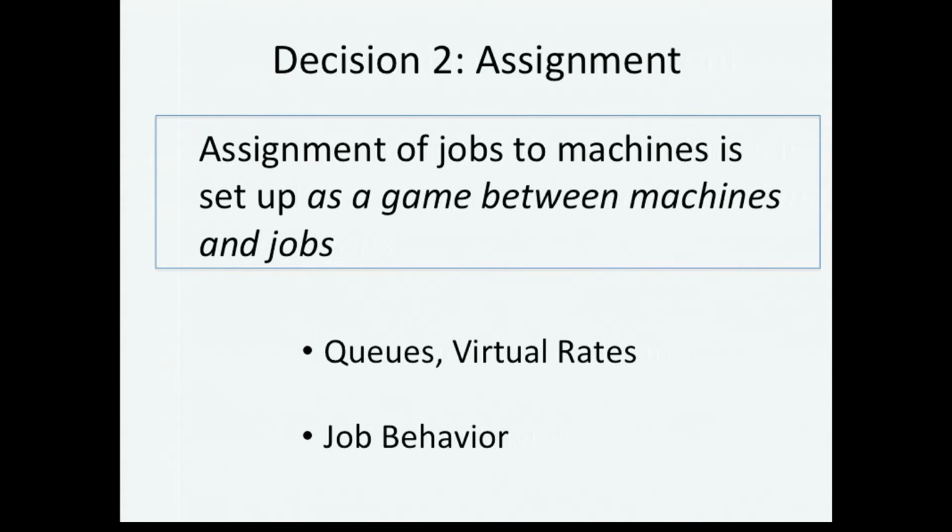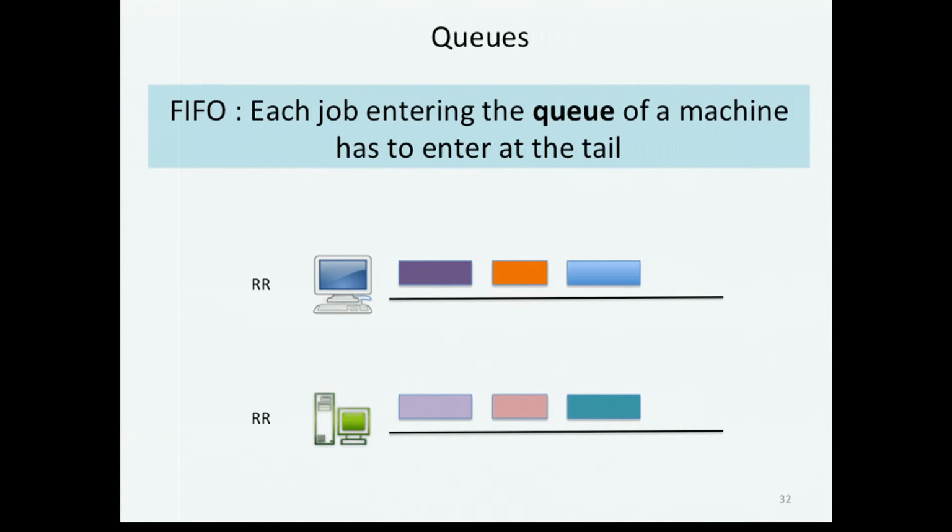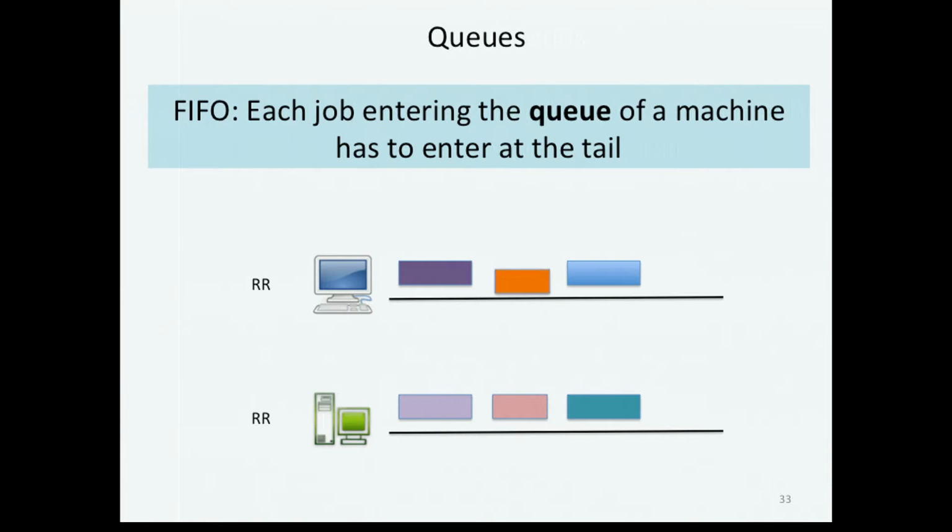So what is needed to define this game? I need the notion of queues. Every machine maintains a queue over jobs. It's basically a FIFO queue. Every job which wants to move from one machine to another is free to move, but if it moves, then it has to go at the end of the queue. So in our algorithm, the jobs can migrate at any time. The job decides to move from one machine to another, but whenever it moves, it has to go at the tail. What is not allowed is that the job moves to another machine and joins in the middle of the queue. So basically, it behaves like a FIFO queue.